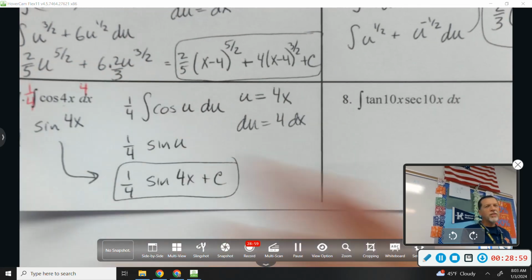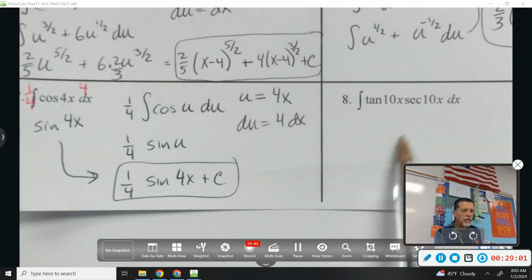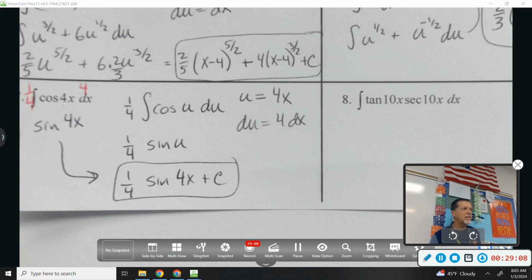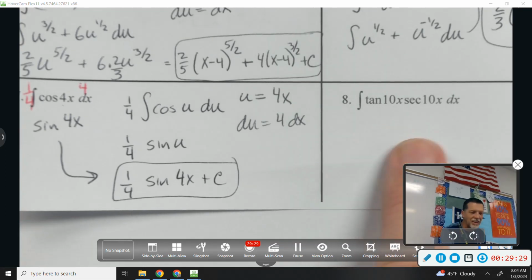Number 8's pretty similar to 7. So ignore the 10s for a minute. What has a derivative of tangent secant? There's a trig function whose derivative is tangent secant. Which one is it? Secant squared. Not secant squared, just secant. The trick is the derivative of tangent is secant squared, but the derivative of secant is this.